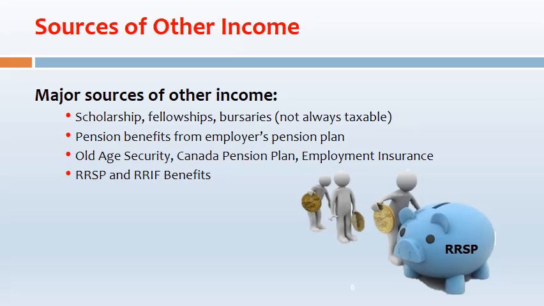RRSP and RRIF benefits. We're going to talk next week a lot about RRSPs, which are Registered Retirement Savings Plans, and RRIFs, which are Registered Retirement Income Funds. Again, we'll talk about those in extended detail next week, but if money is withdrawn from either one of these tax deferral savings programs, they are to be included in other income. And generally that happens upon retirement of a taxpayer. Well, they'll take these receipts out and they'll include them in their income at that time.